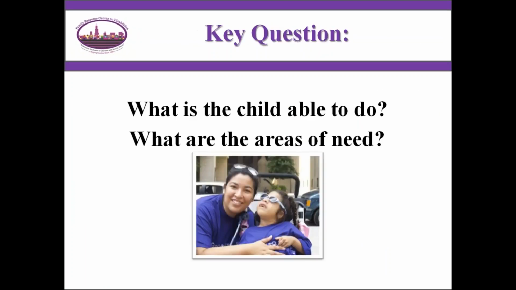So what are the areas of need? Those are the areas where the child has difficulties. What type of social-emotional relationship does the student have with peers and adults? How does the student interact with other peers? Does the student have difficulty meeting new people, making friends, keeping friends? All of these are things that we need to think about.